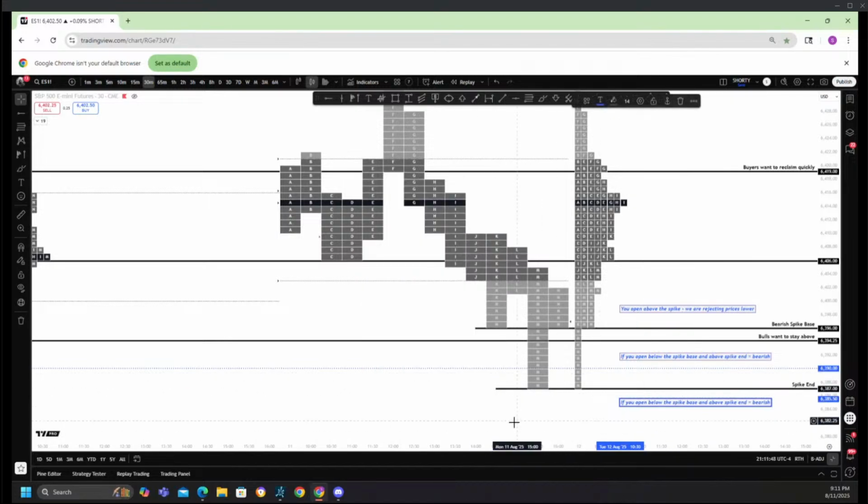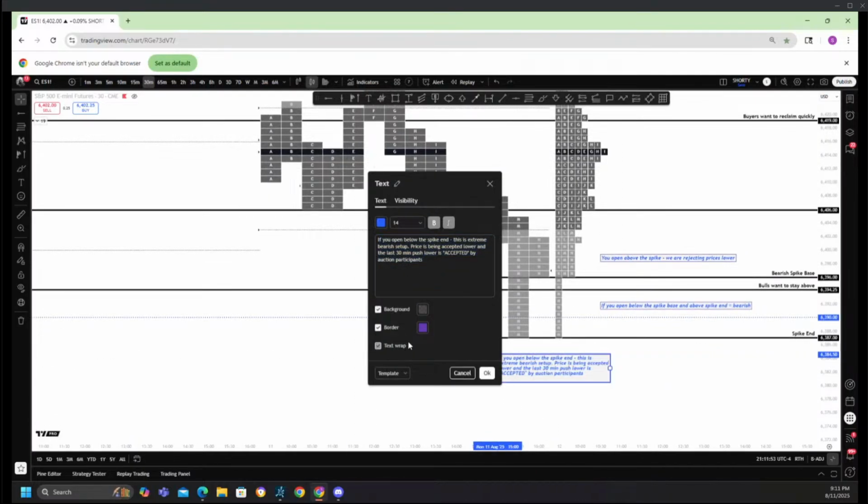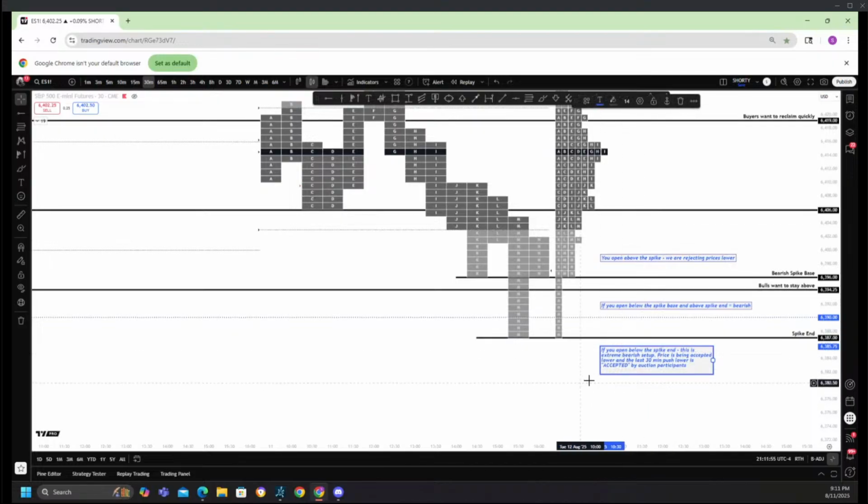That makes sense. So here it's extreme bearishness, right? And we can probably wrap this so you guys can see it. So below here, that's extreme bearish. I'll call this bearish. And above here, you're rejecting the lower prices. So depending on how we open tomorrow, that's how we want to play this.